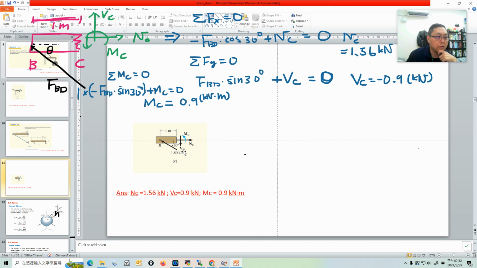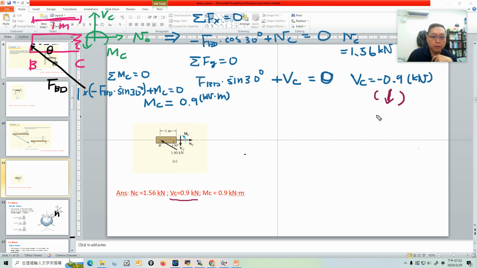But the difference is VC. We initially assumed VC is pointing up, and then we got a negative answer. So that means the real answer is pointing down. And for the textbook, VC is 0.9 kilonewton. Why is it positive? Because it initially assumed VC is pointing down, and then it got a positive value. That means it's really pointing down.